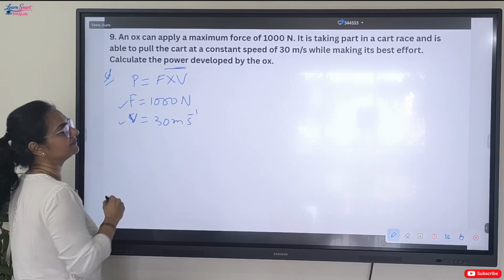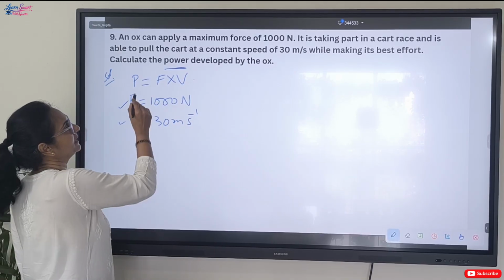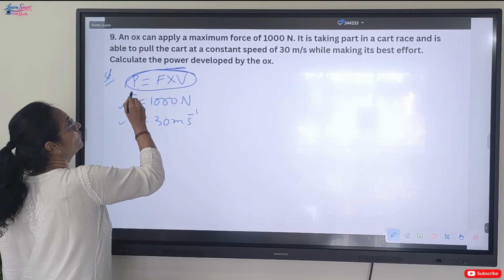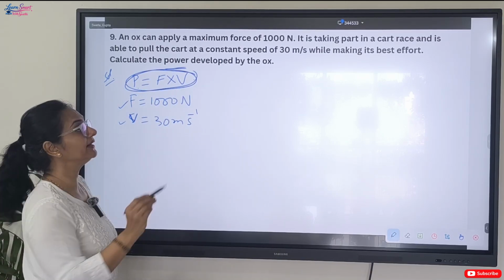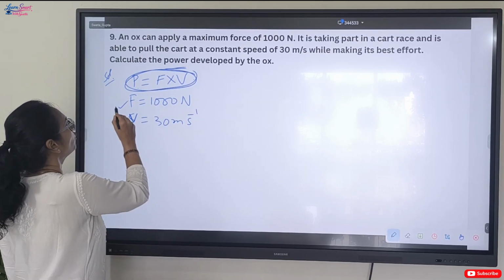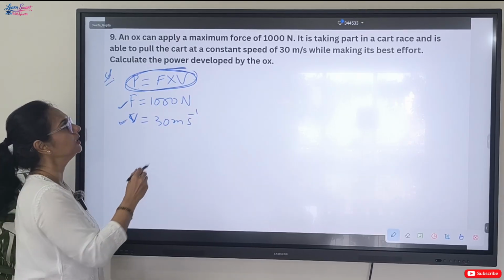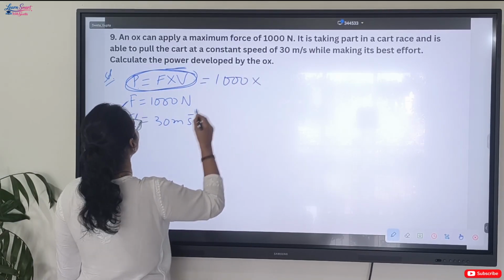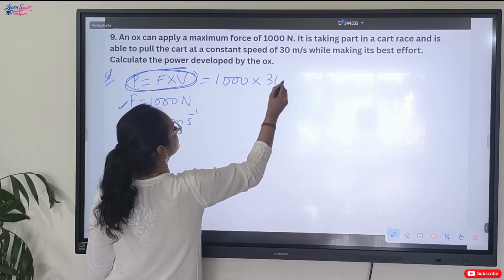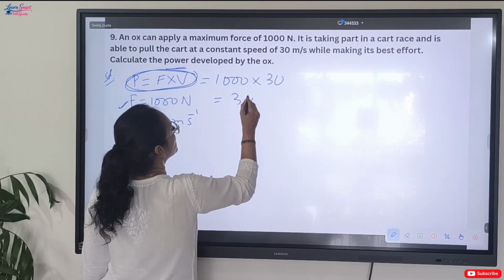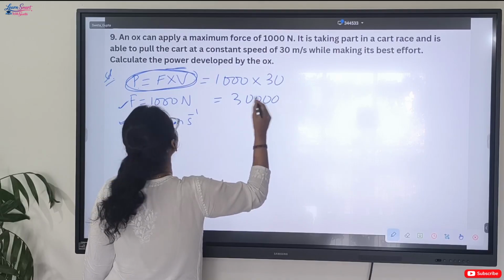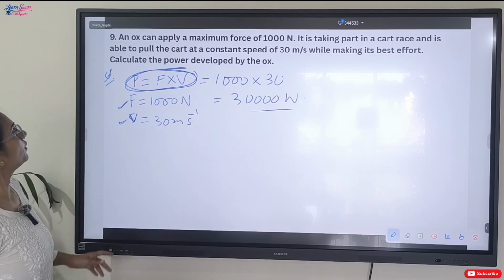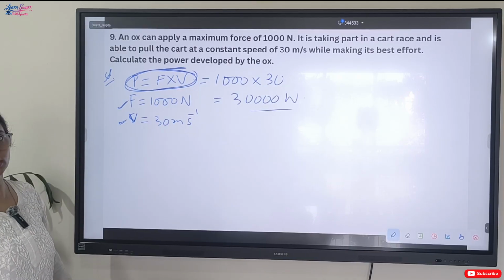F is given, V is given. We simply multiply and we can calculate the power. So this is an important formula which you have to remember for calculating such questions where force is given and velocity is given. So we will calculate power as 1000 into 30 and we will get 30,000 watt. So this will be the power developed by the ox.